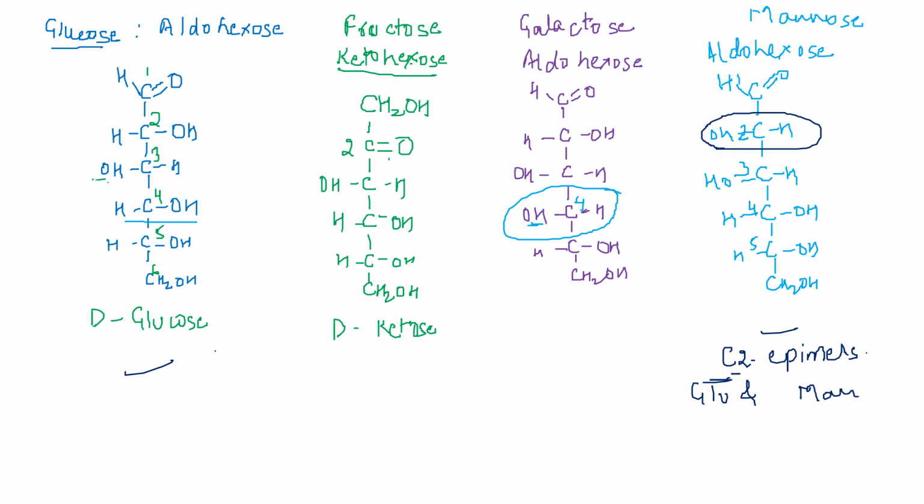And see, glucose and galactose, they are C4 epimers. It means glucose and galactose. Glucose and galactose are C4 epimers. It means they differ in configuration only at C4.